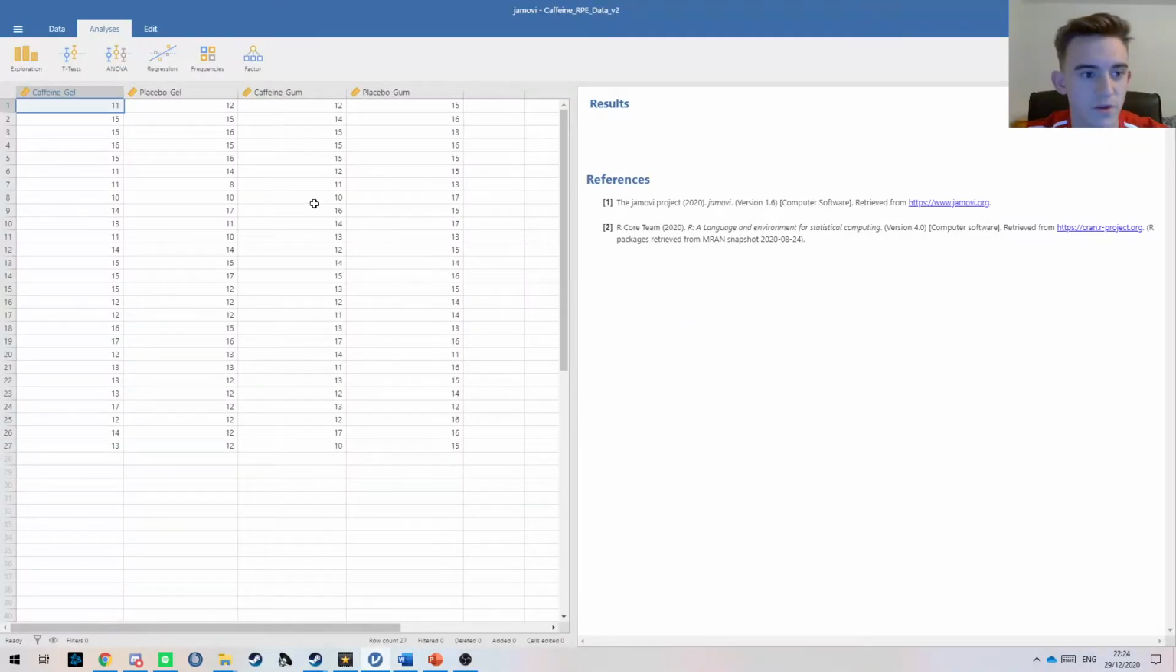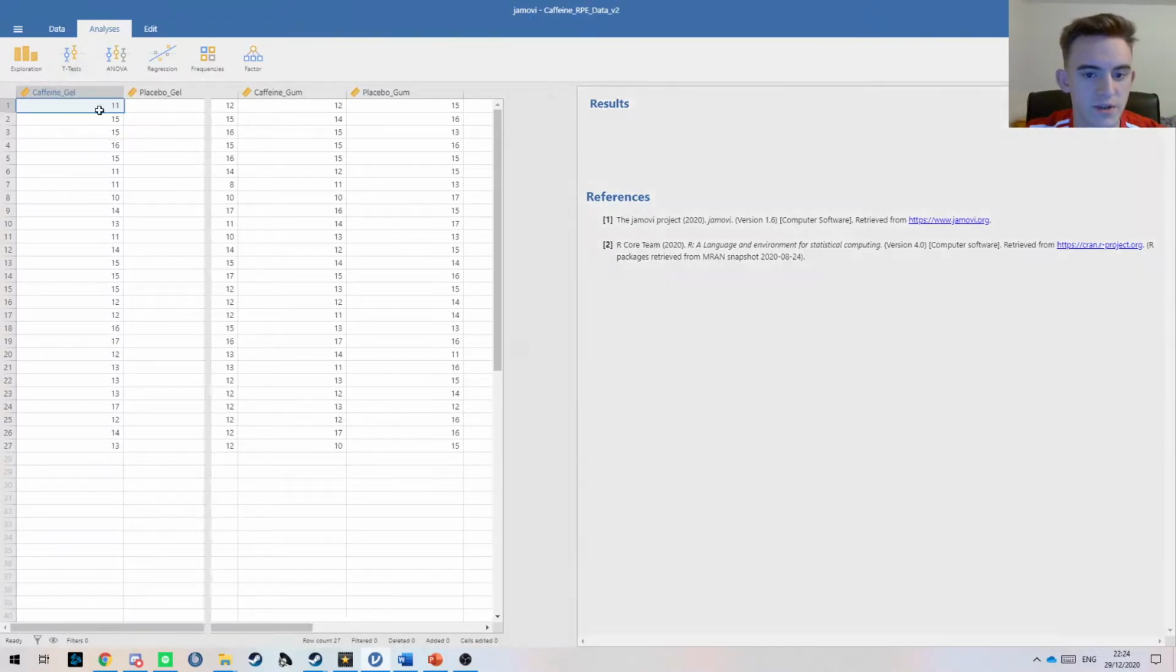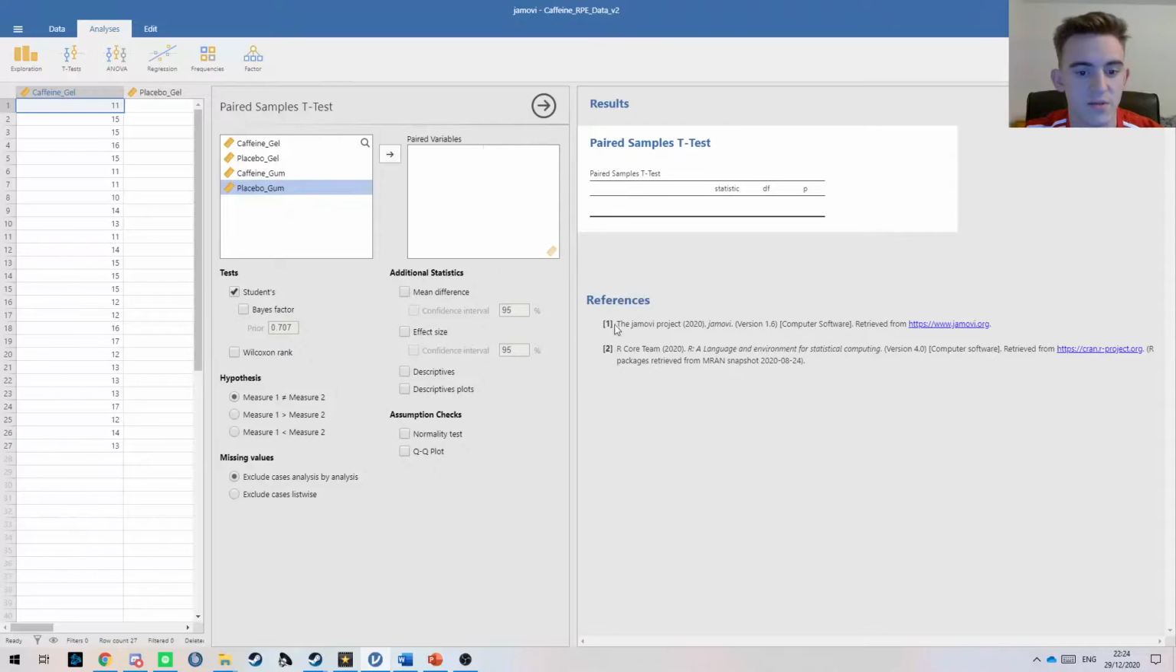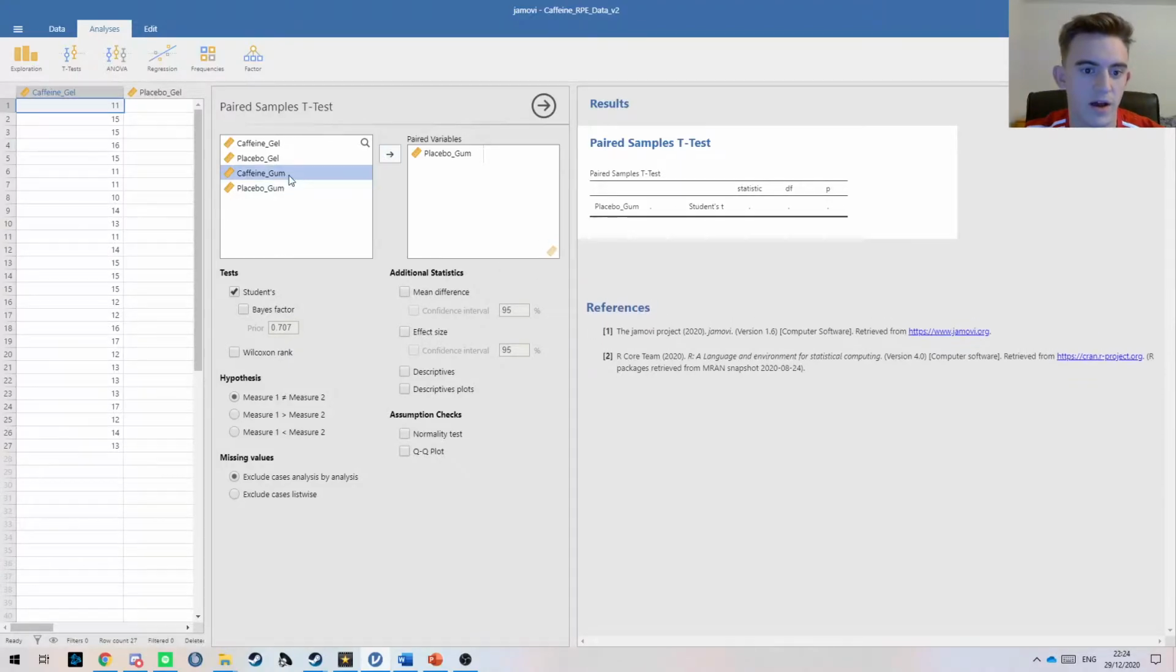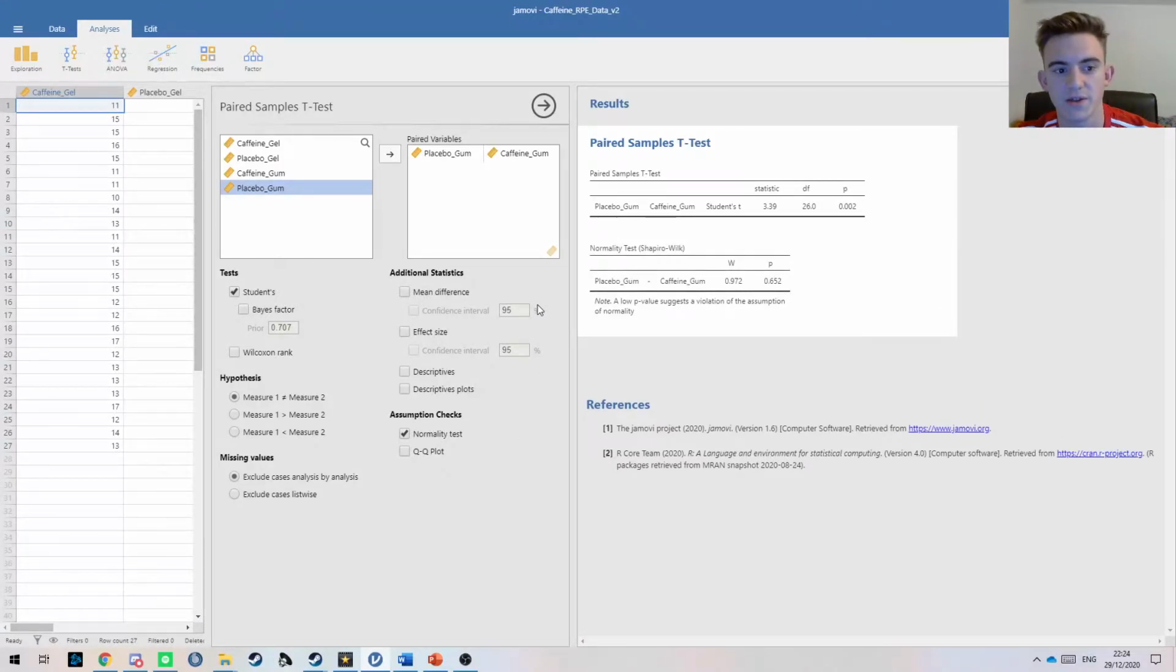So if we jump into Jamovi again, we've got all the data, but we're only interested in the gums in this example. So if we simply go to t-tests and paired samples t-test, paired meaning that the subjects took both the placebo and the caffeine, here we've got the values where it just compares the two. The first thing we have to do, similarly to the independent test, is check only for normality this time, not homogeneity. Again, we've got the p-value and that's above 0.05, so we're good to go, and we can continue with our t-test.